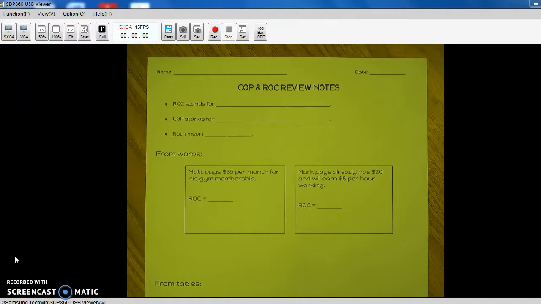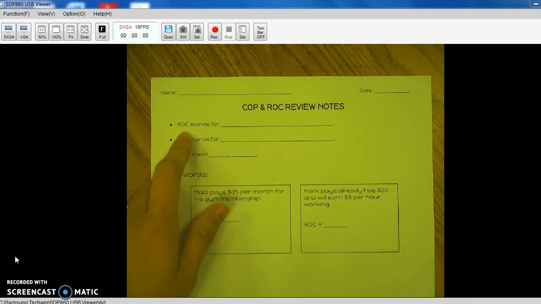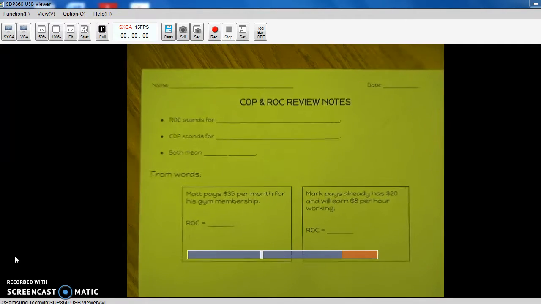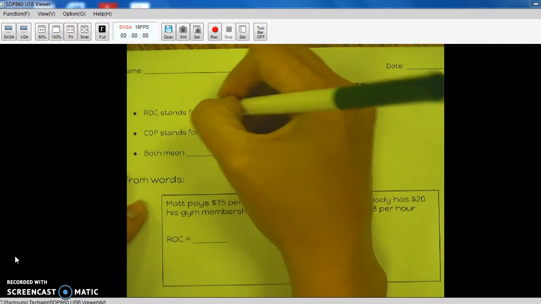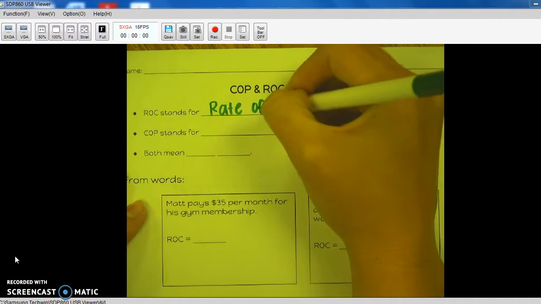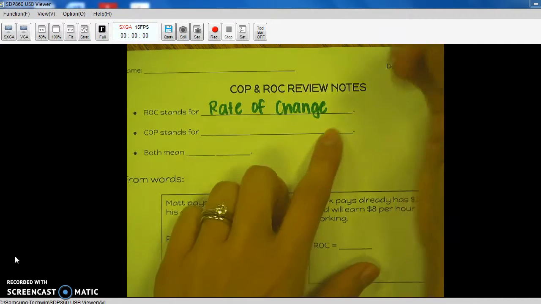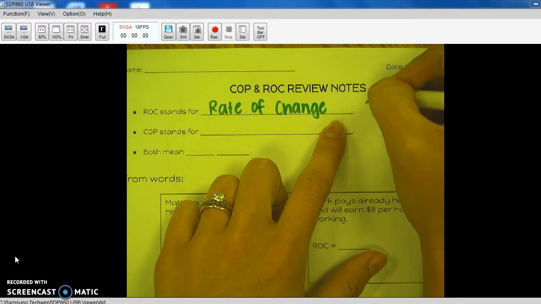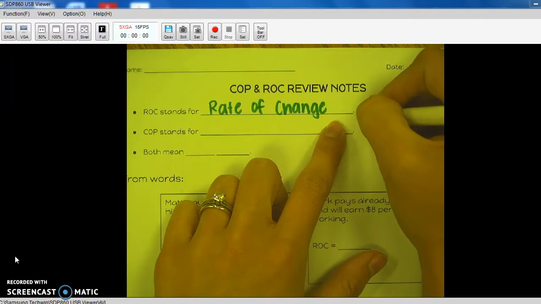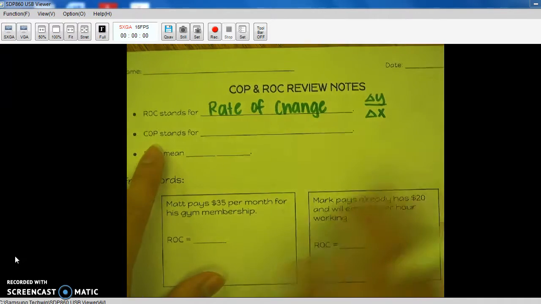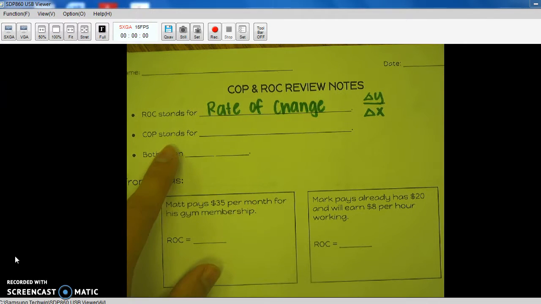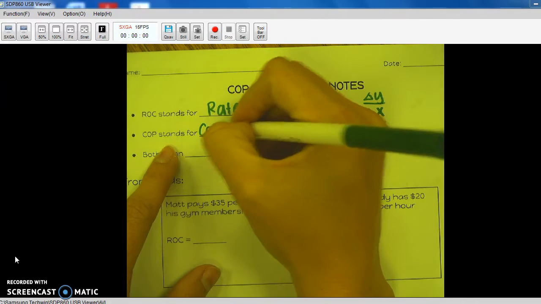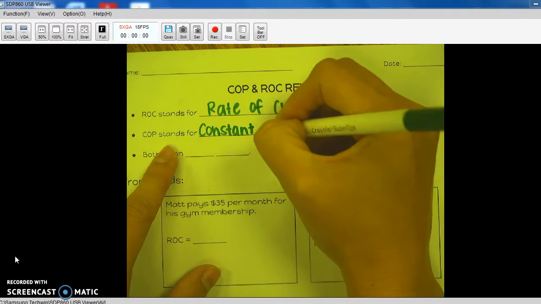Okay, class, we're going to review constant of proportionality and rate of change today. So remember, we can abbreviate those since they're kind of long. So when you see ROC, that means rate of change. And remember, rate of change is the change in the y values divided by the change in the x values. And then COP we are using to stand for constant of proportionality.